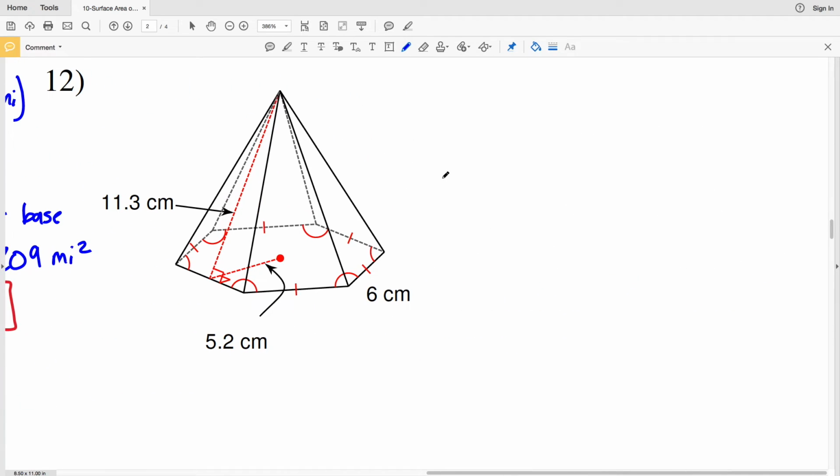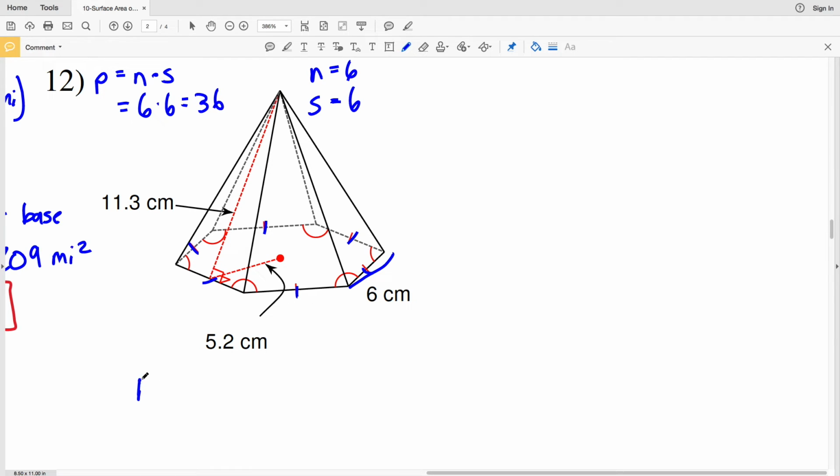In number 12, let's start again by calculating the perimeter. The perimeter P equals N times S. The number of sides is 1, 2, 3, 4, 5, 6. So N is 6, and also note that the side length S is 6 centimeters, so 6 as well. So the perimeter is 6 times 6, which equals 36.